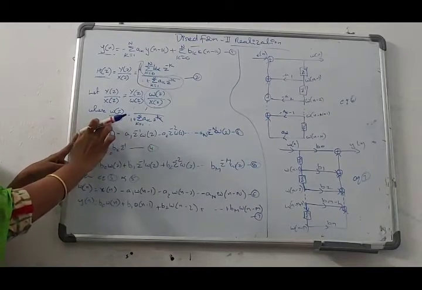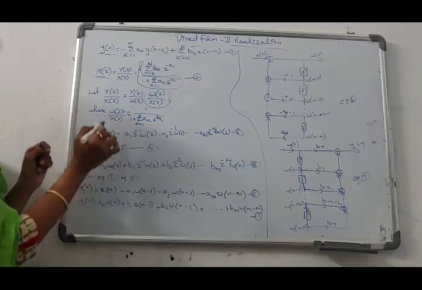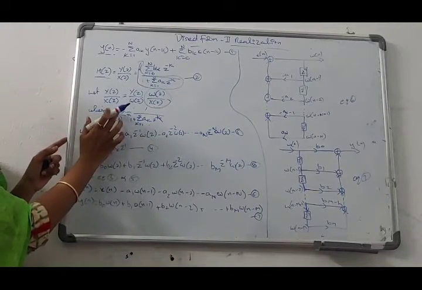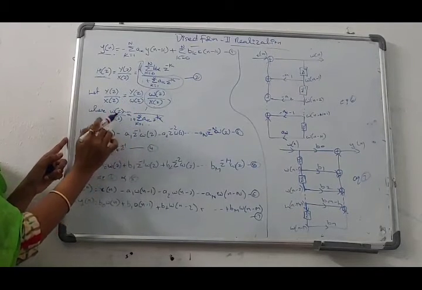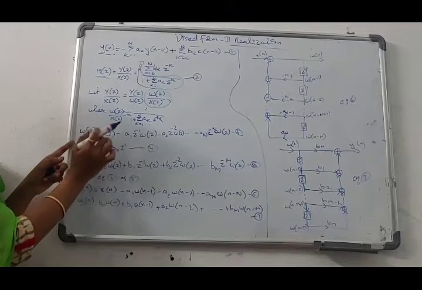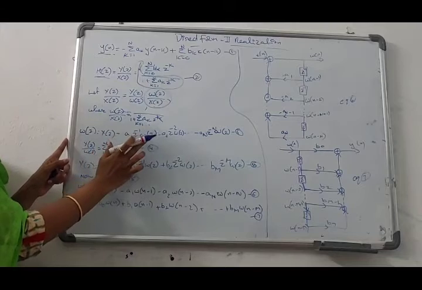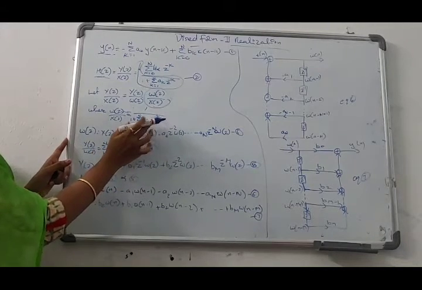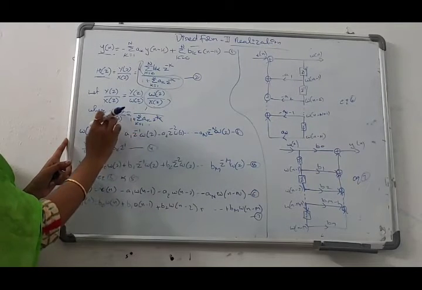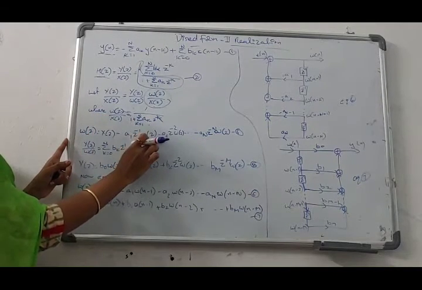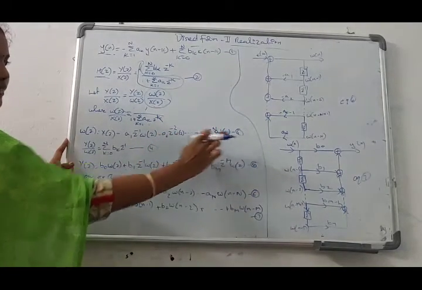Now W of z is equal to, cross multiply. Okay. So W of z into this and X of z into this. Then W of z is equal to X of z minus a1 z inverse W of z. So you have to expand this series. Okay. a1 z power minus 1 into W of z minus a2 z power minus 2 W of z and so on. So keep it as equation 3.